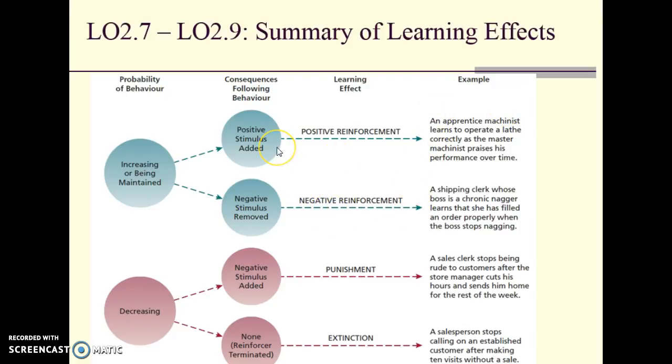Example: if we want a positive stimulus added, positive reinforcement, an apprentice machinist learns to operate a lathe correctly as the master machinist praises his performance over time. Negative reinforcement: a shipping clerk whose boss is a chronic nagger learns that she has filled an order properly when the boss stops nagging.